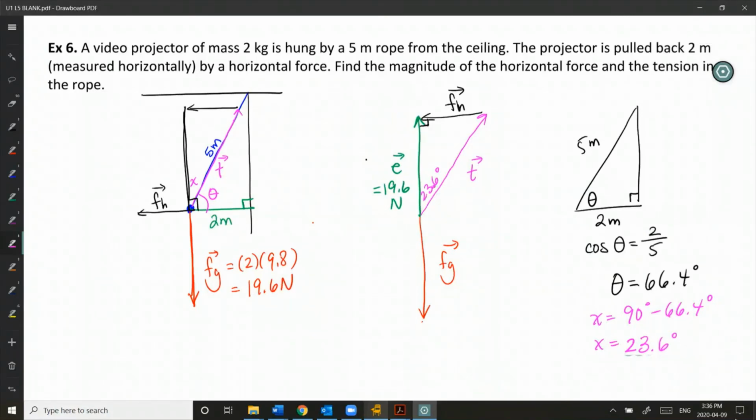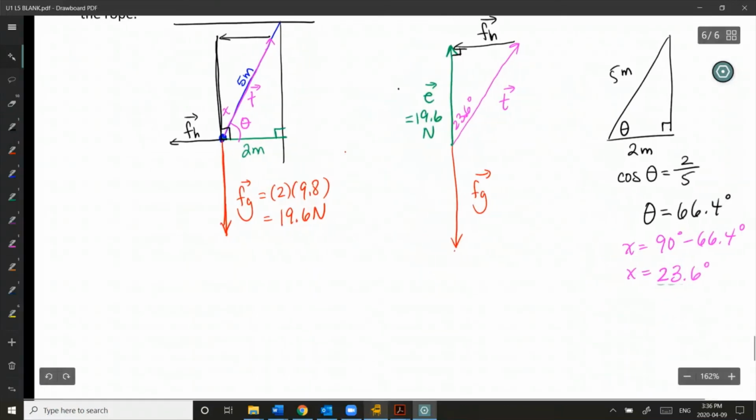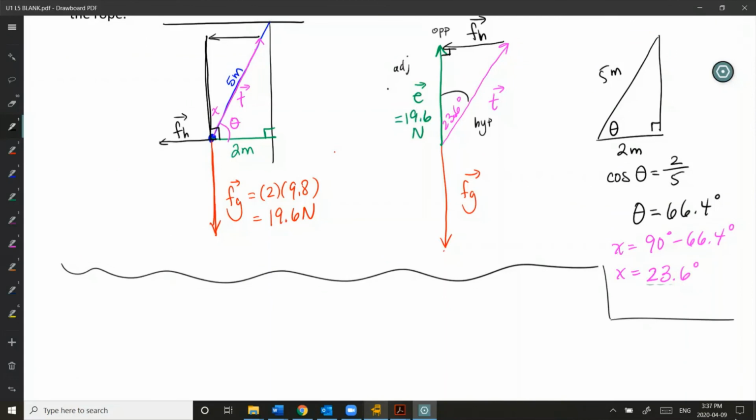And because this is a right angled triangle, I should be able to now find the magnitude of the tension and the magnitude of the horizontal force. So just using SOHCAHTOA, no need for sine law and cosine law in this one. Okay, this will be our reference angle. That makes this the hypotenuse, this is adjacent, and this is opposite. So let's start by finding the horizontal force. The magnitude of the horizontal force can be found if we use opposite and adjacent, which is tangent.